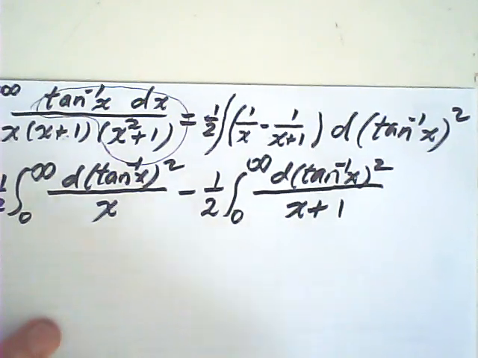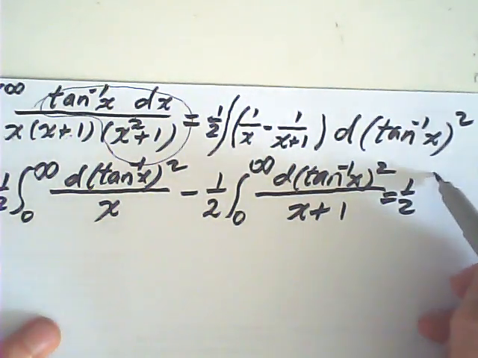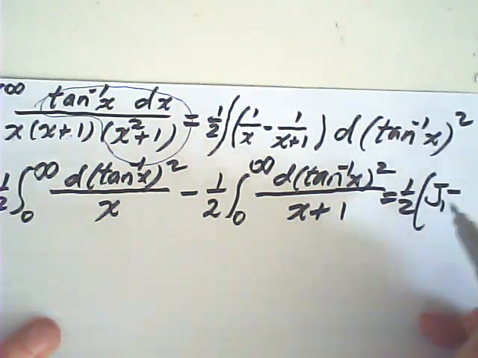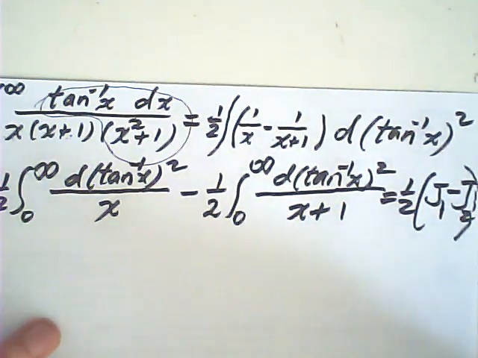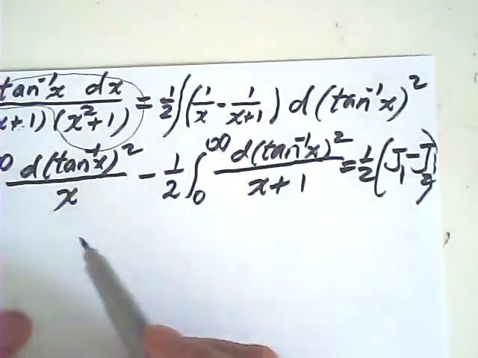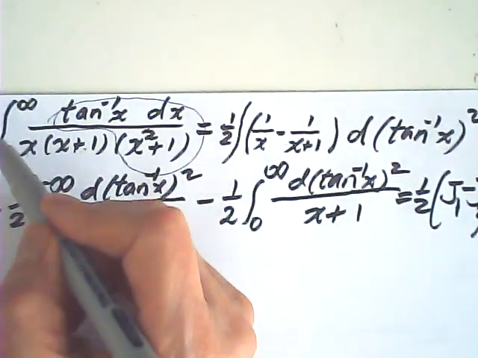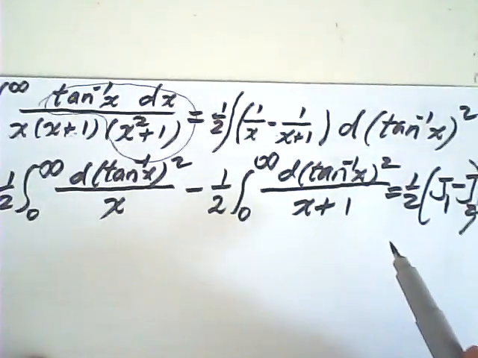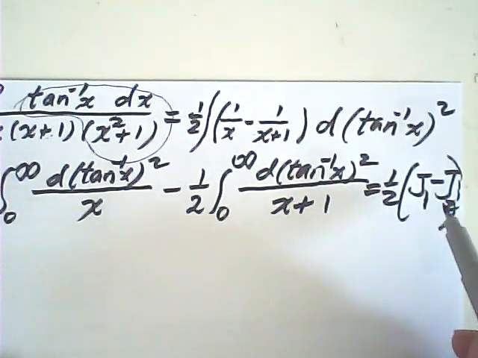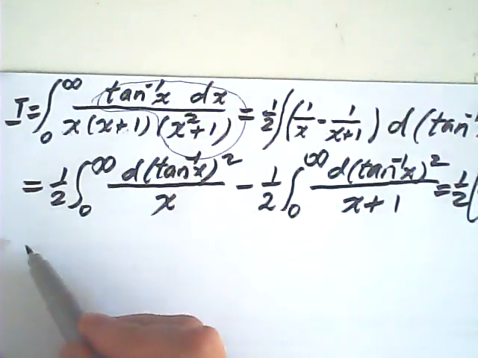Okay, so this one is equal to, with 1/2 as a common factor, J1 minus J2. This is J1, this is J2, and this is the given integral I. So I is equal to 1/2 (J1 minus J2). I just consider J1 and J2 separately.